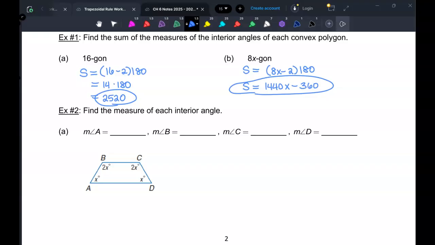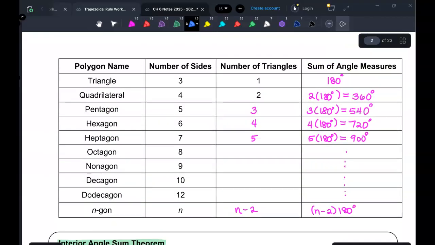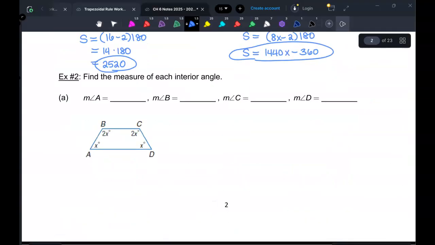Okay, we want to find the measures of each interior angle. There's a quadrilateral. So how much does a quadrilateral add up to? 360. Some of them are worth memorizing. So I would say at least the first ones up to hexagon would benefit you to memorize because they show up a lot. The other ones I wouldn't necessarily memorize. You just need to know the formula.